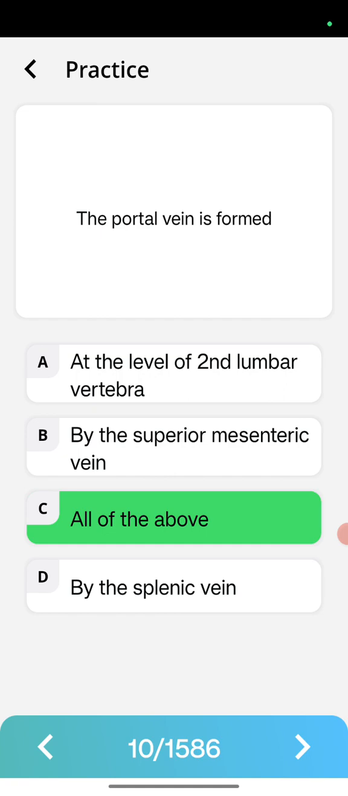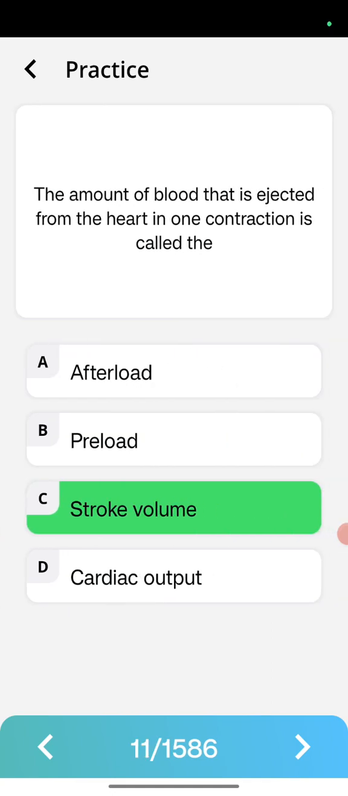The portal vein is formed at the level of the second lumbar vertebra by the superior mesenteric vein and the splenic vein. All of the above. The amount of blood that is ejected from the heart in one contraction is called the stroke volume.